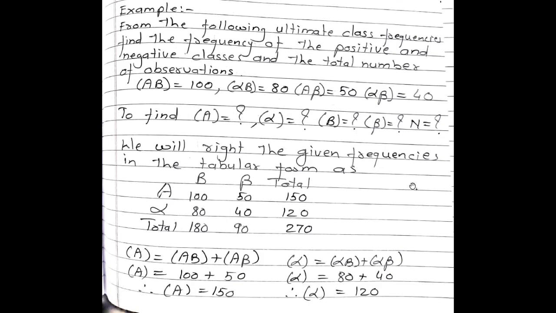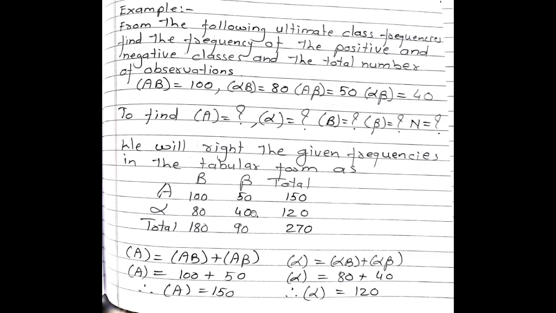So we'll write the given frequencies in the tabular form as A, alpha, total, B, beta, total, and value of N. See the given things. Value of AB is given as 100. So replace AB as 100. Alpha B is given as 80. So alpha B we will replace by 80. A beta is 50. So A beta we will replace by 50. And alpha beta is 40. So alpha beta we can write as 40.